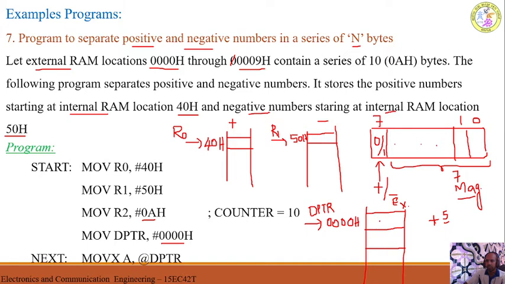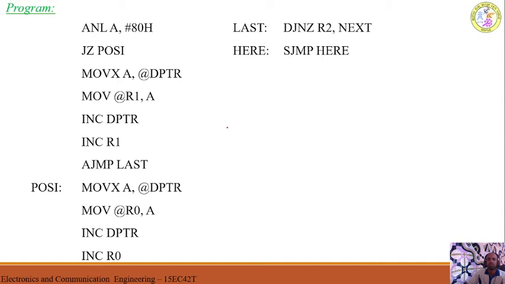Now let us assume that the available data is 71H. 71H is the data available. Take it to accumulator. Now 71 will come to accumulator. Now the content of accumulator is 71. Then ANL A, #80H. Why are we doing ANL A, #80H?